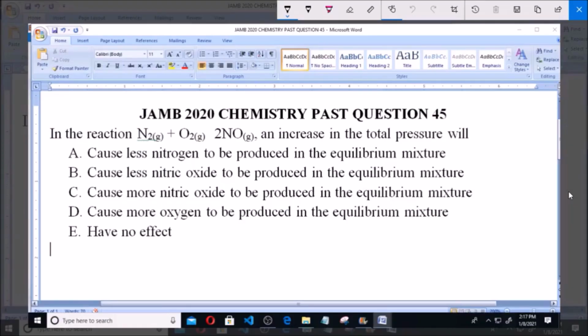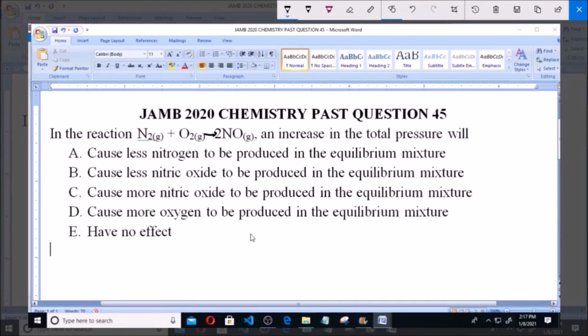I'll be answering JAMB 2020 Chemistry Past Question 45. In the reaction, nitrogen gas combined with oxygen gas to give nitric oxide. An increase in the total pressure will A. Cause less nitrogen to be produced in the equilibrium mixture, B. Cause less nitric oxide to be produced in the equilibrium mixture, C. Cause more nitric oxide to be produced in the equilibrium mixture, and D. Cause more oxygen to be produced in the equilibrium mixture. E says have no effect.